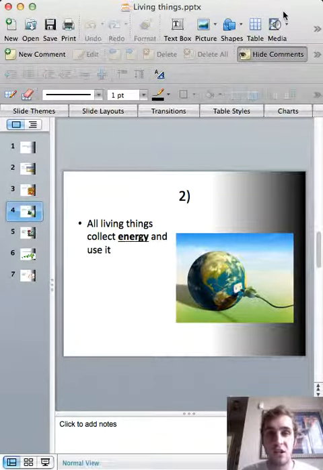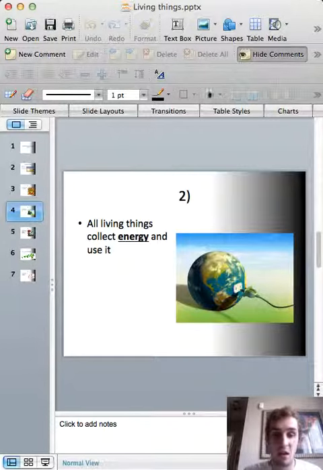The second characteristic is that all living things collect energy and use it. How do we collect energy? Well, what do we do when we get to school every morning? What do we do at lunch? We eat. When you're hungry, that's your body telling you that you need more energy. We get our energy from the many nutrients and all the healthy foods that we eat. And plants get their energy somehow too. They get theirs in a very different way, but they both get energy and they use it.